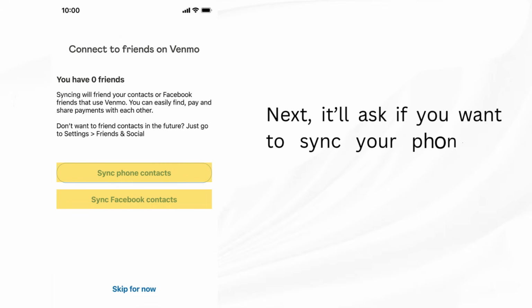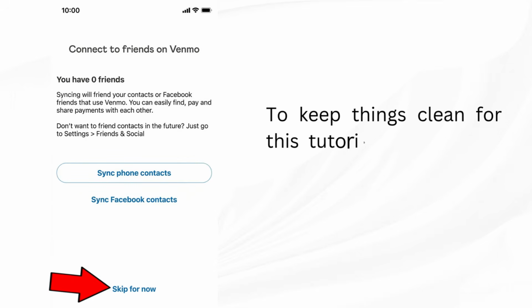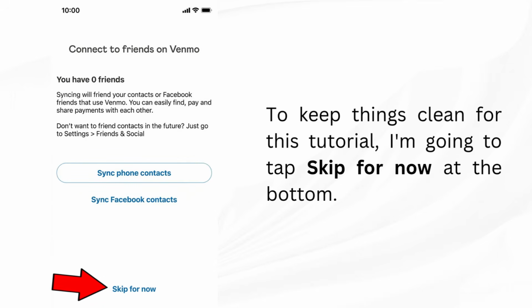Next, it'll ask if you want to sync your phone or Facebook contacts to find friends automatically. To keep things clean for this tutorial, I'm going to tap Skip for now at the bottom.